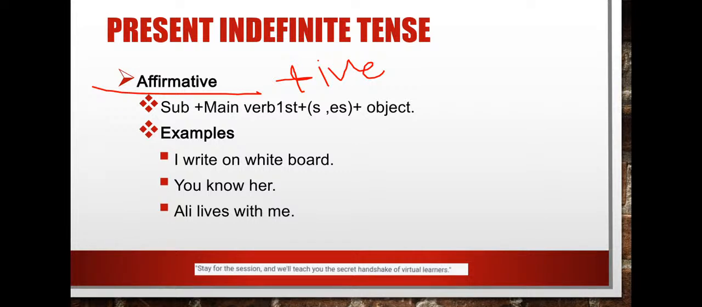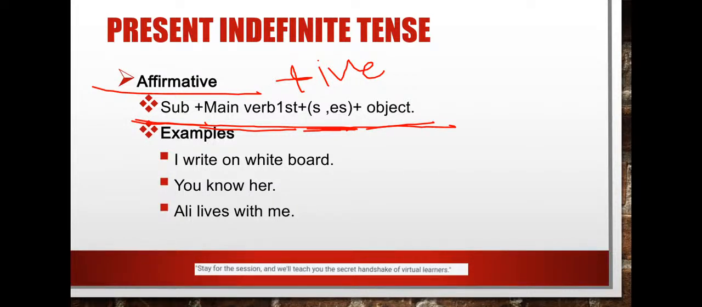Now we have a construction, how to make present simple tense. The construction goes like this: subject, plus the first form of the main verb plus s or es if required, plus an object or a complement, something like that. This is the construction you have to make. It's so simple, just keep it in your mind.